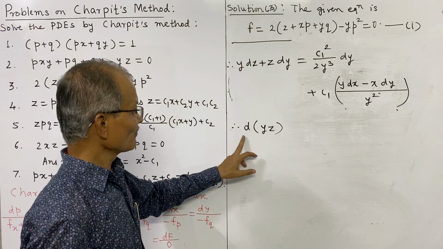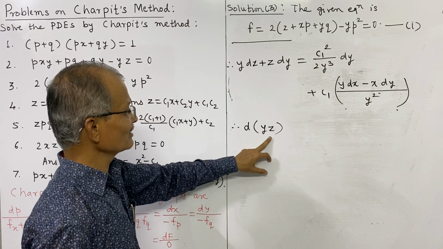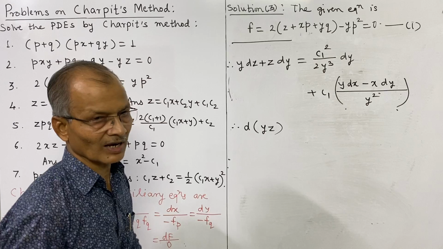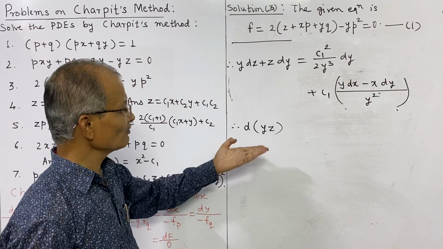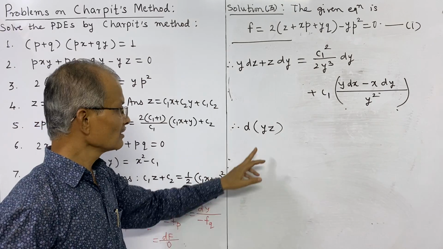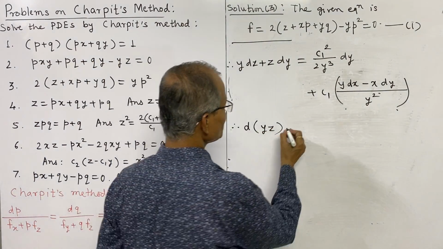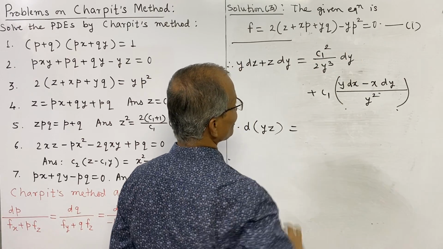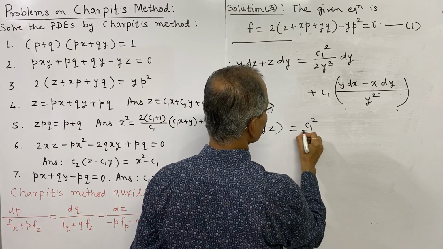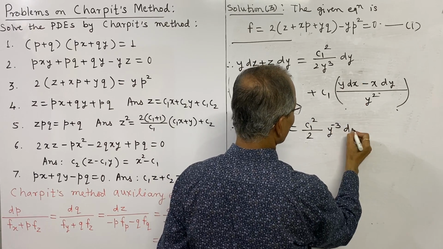See, by product rule, the differential of y into z is y dz plus z dy. So that is exactly d of yz. So the integration will be simply yz, because integration of dx is x, integration of d of yz will be yz, and this is a separate form, so we keep it as it is. So we can easily integrate this, or otherwise this can be written as c1 square divided by 2 y to the power negative 3 dy.